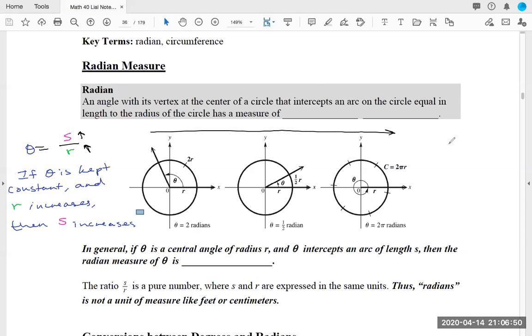From there, we find that S is equal to R times theta. Okay. All right, so same rules will apply. If I keep theta constant, an increase in R will give you an increase in S.